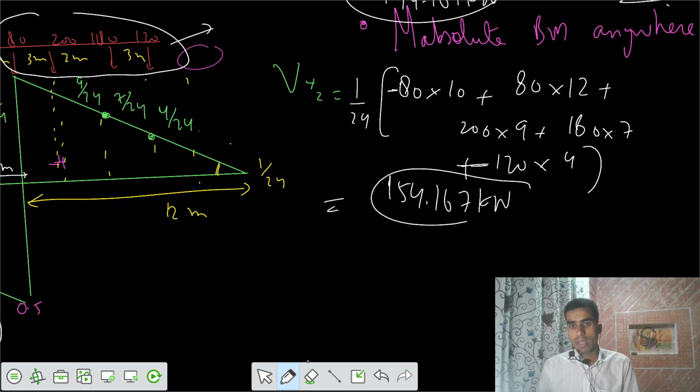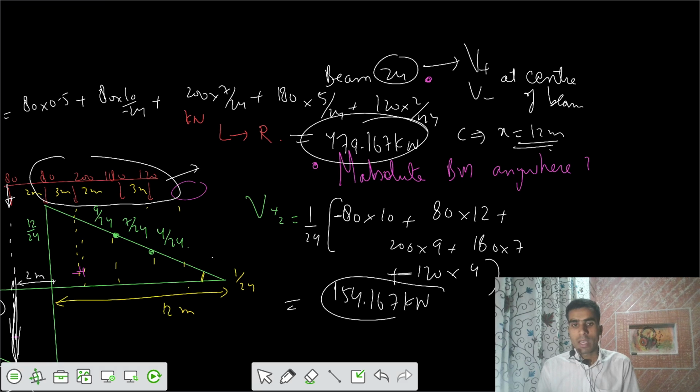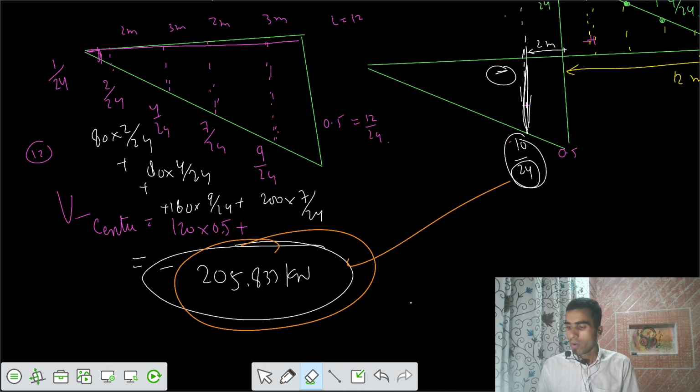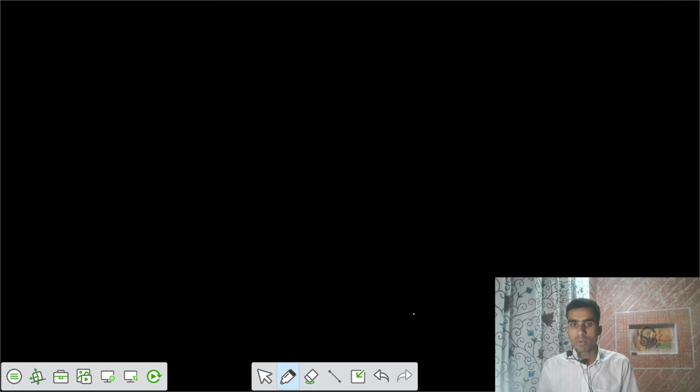That is lesser than the initial value. So I would say your V positive absolute maximum at the midspan is equal to 179.167, and V negative maximum at the midspan is equal to 205.83 kilonewton. So let's go for what we have. We have the maximum absolute bending moment. So we had these loadings of 120, 180, 120.